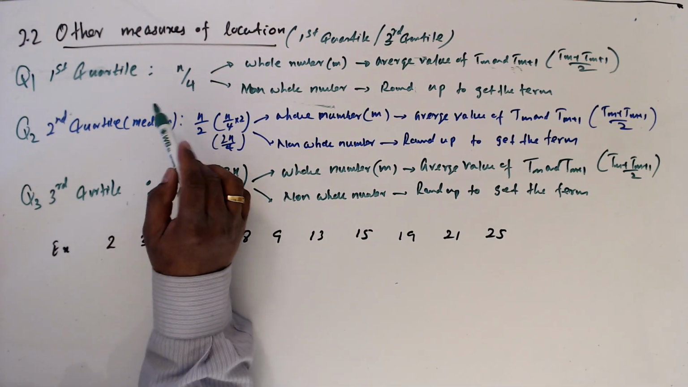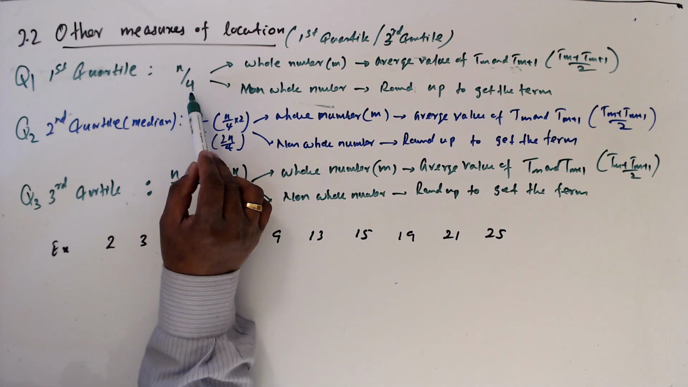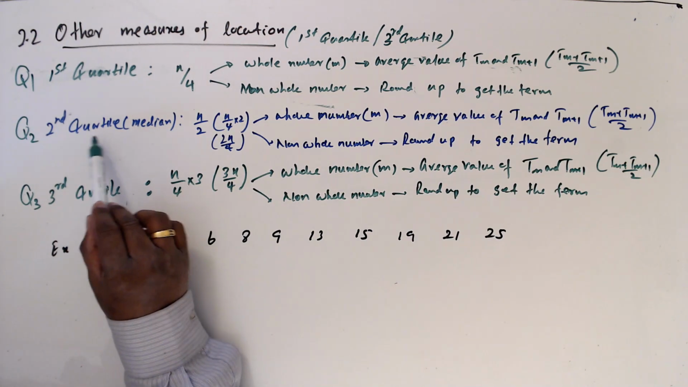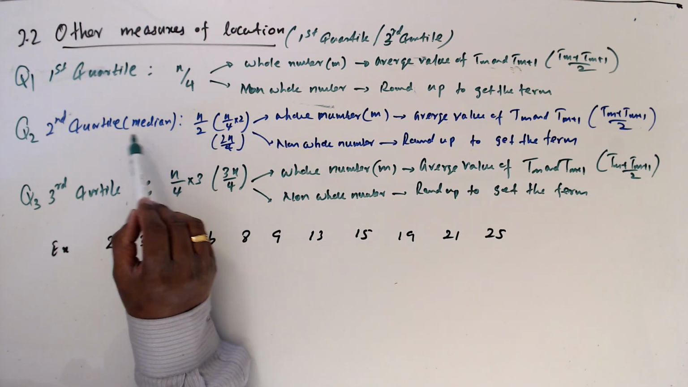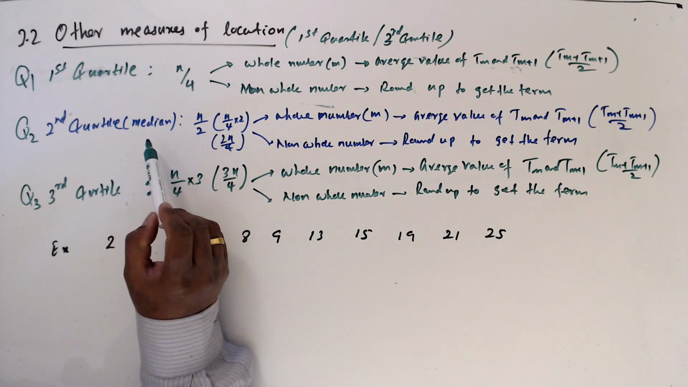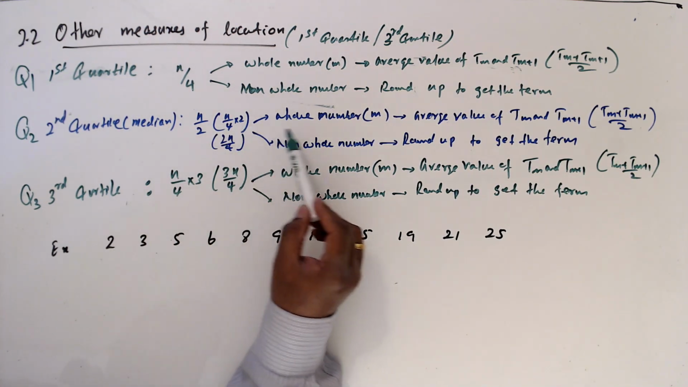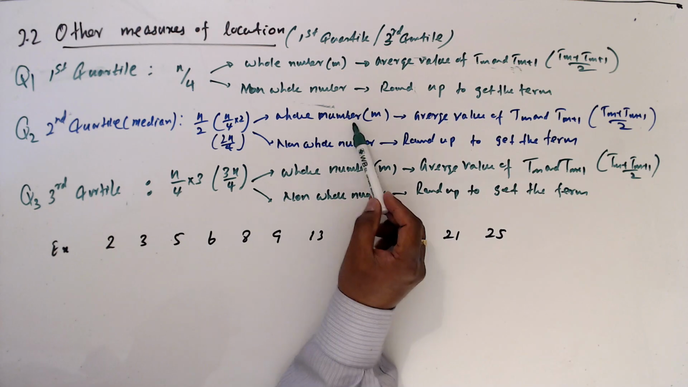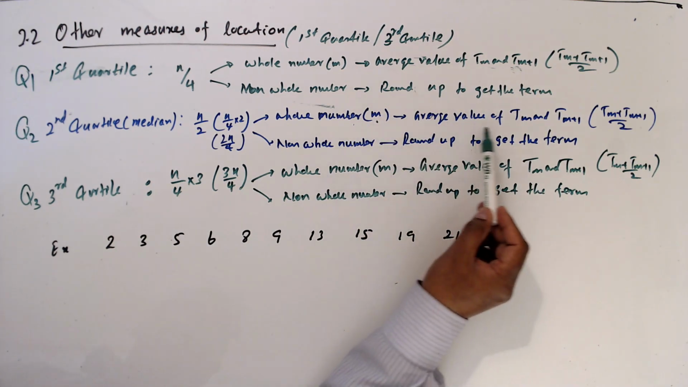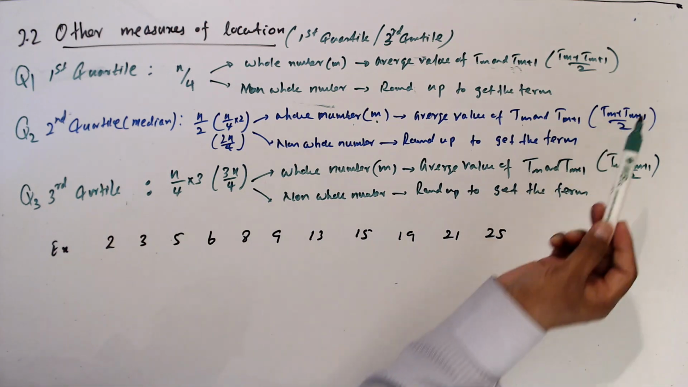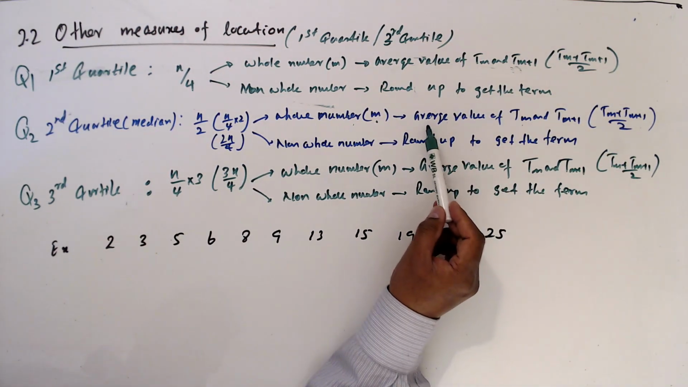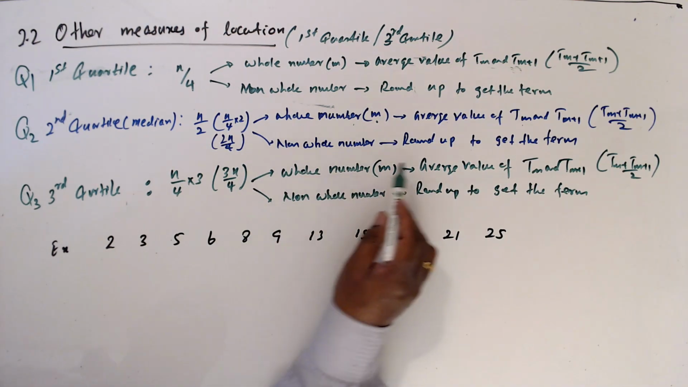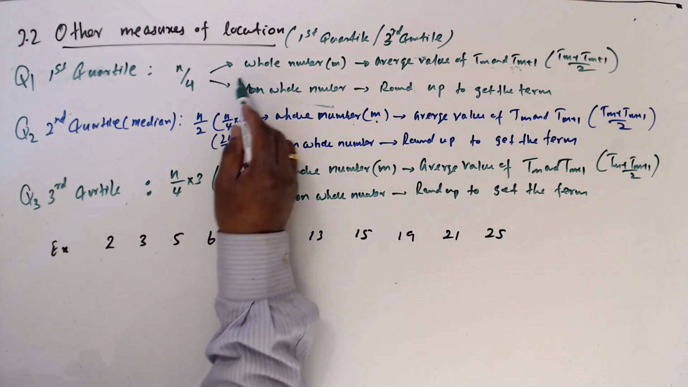The first quartile we can find with n divided by 4. If it is a whole number, call it m, then take that term and the next term and average the two values. And if it is not a whole number, round up to get the term. The second quartile is in another way the median, so it is the middle one, half of the way. We do the same thing.